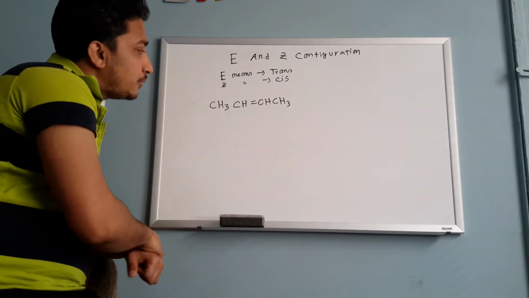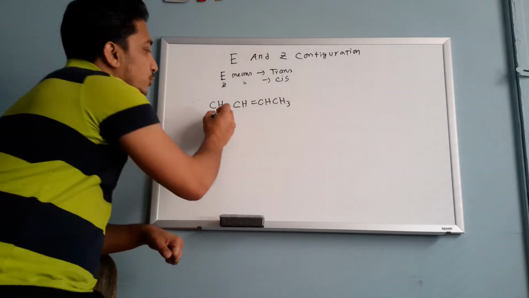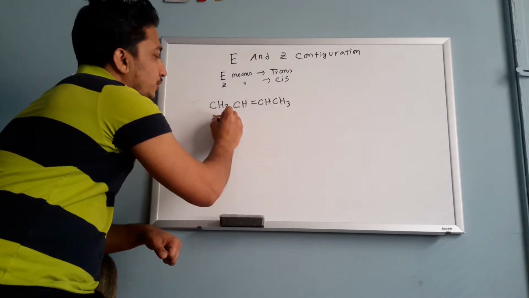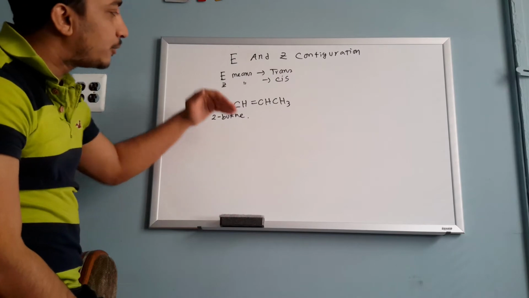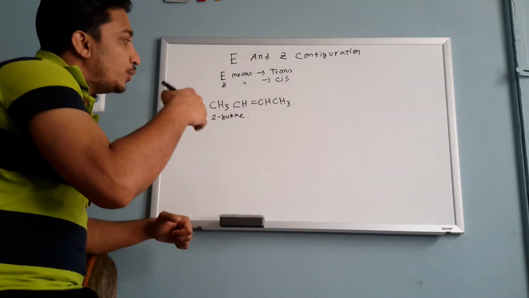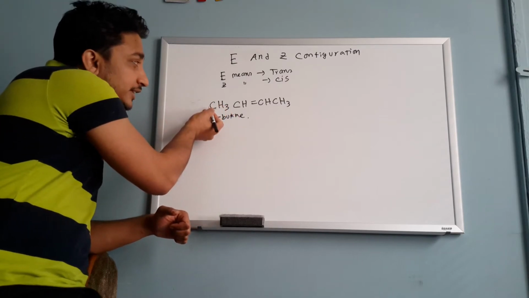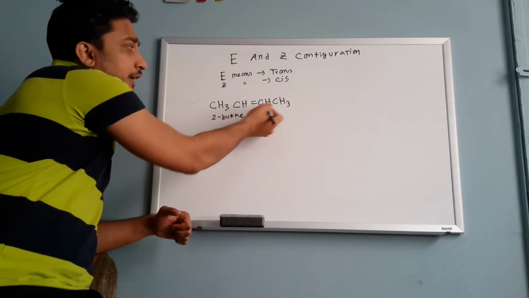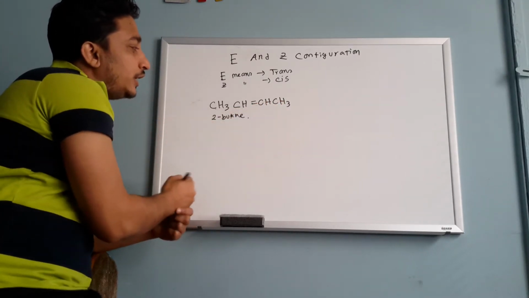What is the name of this molecule? The name of this molecule is 2-butene. You have to count when you see the double bond, and count which way your double bond is closest. If you count from this side as 1, then the second position is your double bond. If you count from the other side as number 1, number 2, this position is your double bond.